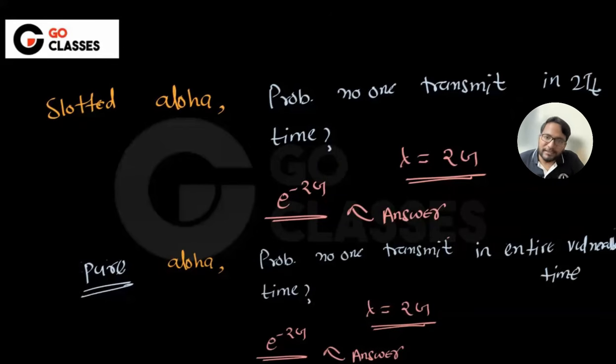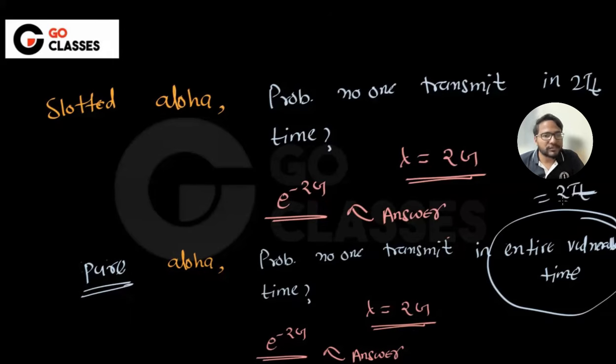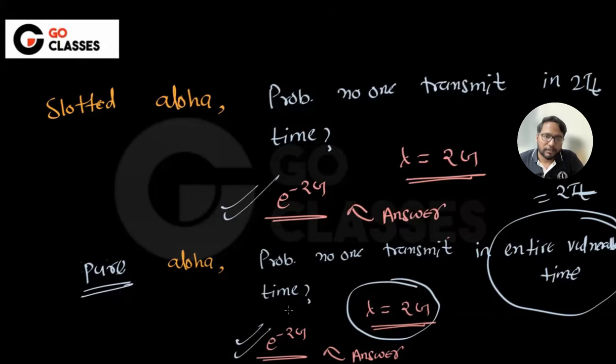See, here they say entire vulnerable time. So what is the entire vulnerable time in pure Aloha? It is 2T. Okay, so that's why the calculation will be the same, because you need to modify the lambda. Here also you are getting this answer, the reason being that here they have said 2T. Here they have just said vulnerable time, which is anyway 2T.